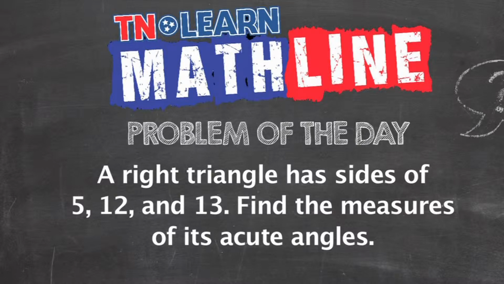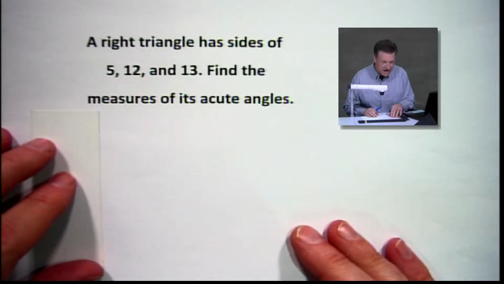All right, so we're going to be looking for the two acute angles, and the only clue we've got is that it's a right triangle and it has lengths of 5, 12, and 13. So let's see where this is going to go. All right, let's take a look at and draw this thing out, see how we're going to work it.